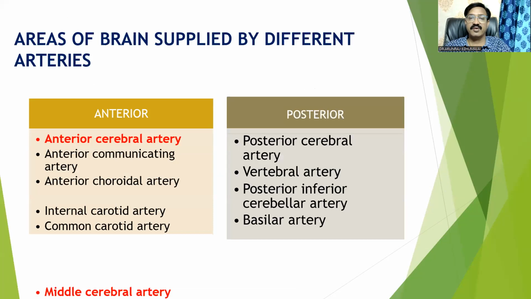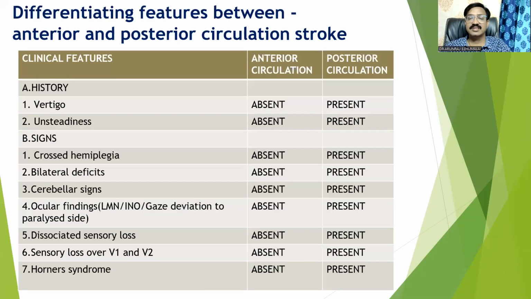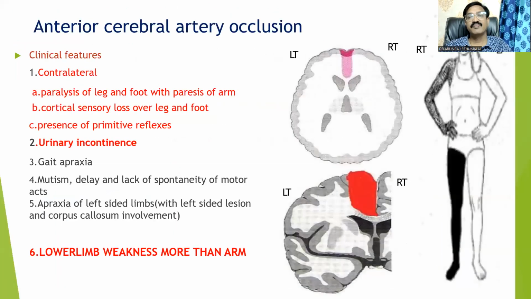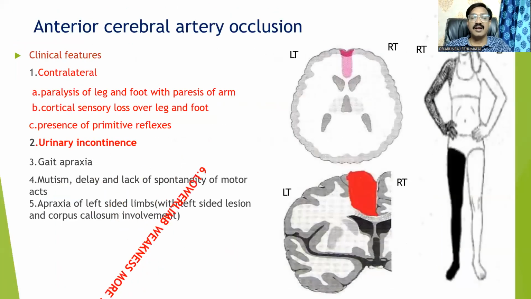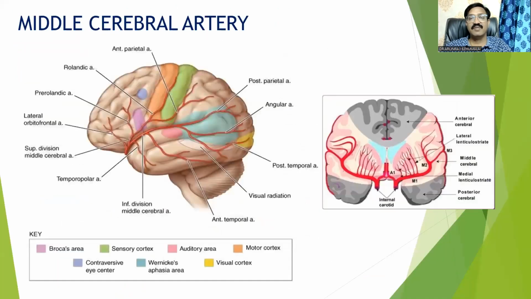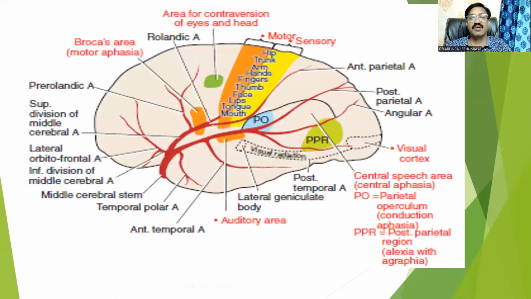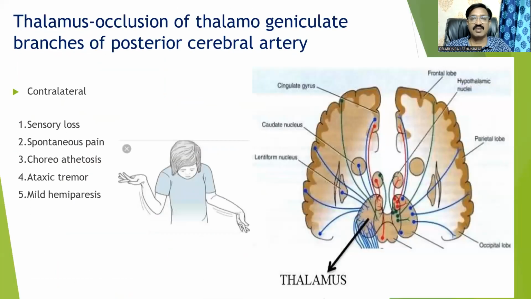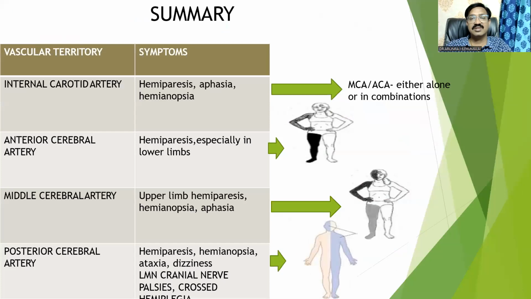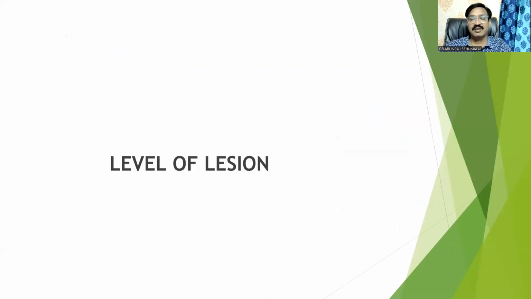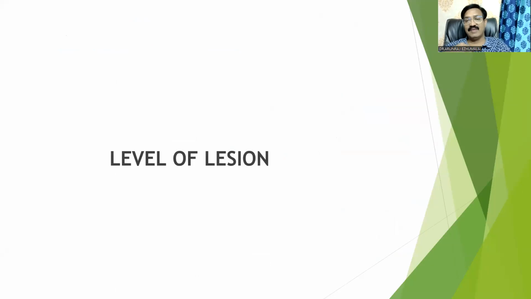So we have found out how to find out thrombus, embolus, hemorrhage, how to find whether it is due to ACA, MCA, PCA, and how to tell about the stages of hemiplegia, everything we have dealt with. Now we are going to tell about how to find the level of lesion. We have discussed the level of lesion initially, but now I am going into the detail. So how to find the level of lesion?